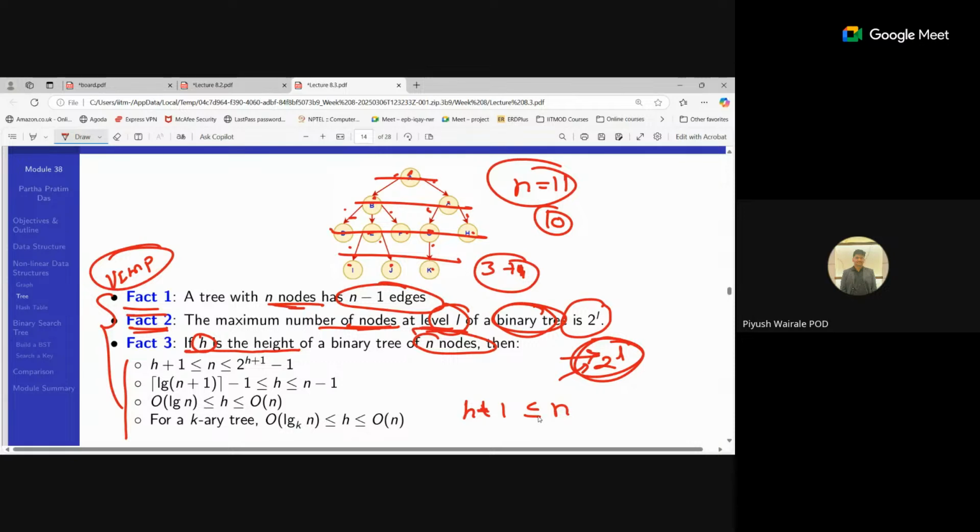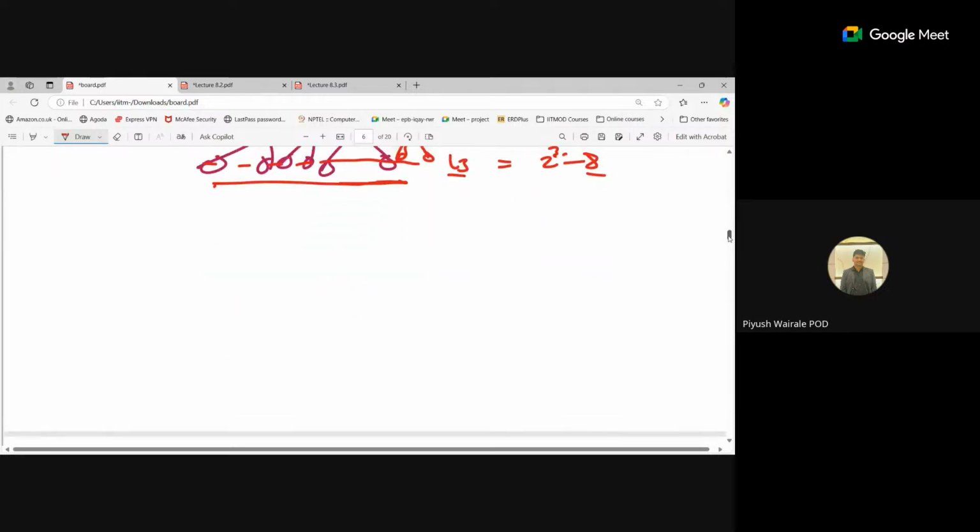Now, why equal to? Can you tell me in which case this will become equal to? Less than you can understand in this case, because if we have a tree like this, it will always be less than. But when will it become equal to? Can anyone tell me when the condition h plus 1 equals n will become true? When every node will have only one child. Okay, so every node will have one child. So we have a skewed binary tree like that.